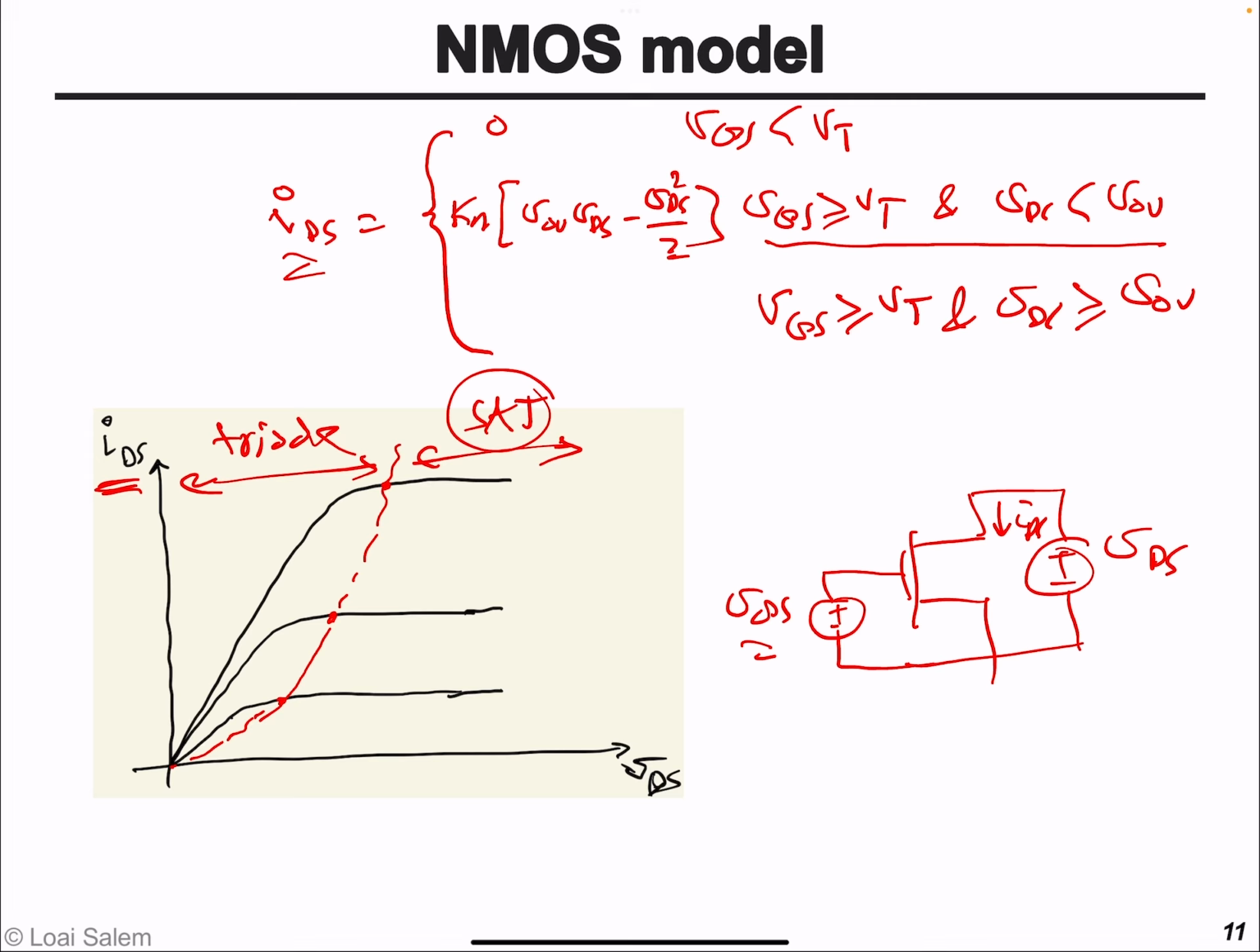In the saturation region, the transistor current is given by Kn over 2 V overdrive squared. And that's basically the equation that governs the current flowing in the transistor. And again, in the saturation region, the transistor behaves as a voltage-controlled current source. In deep triode region, the transistor behaves as a voltage-controlled resistor.